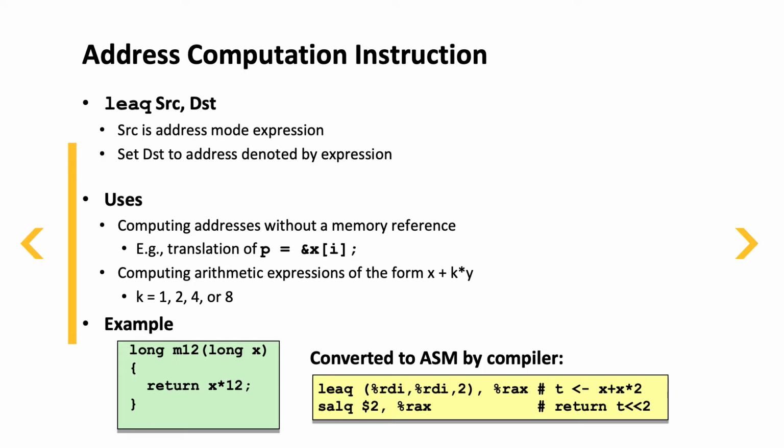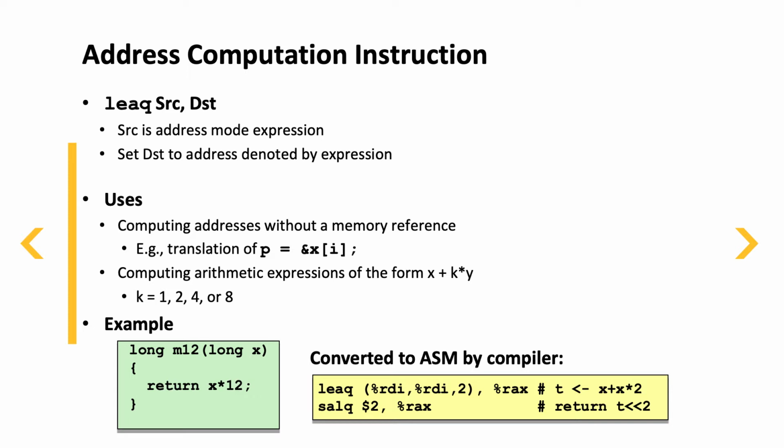And let's take an example of what we can do here. If we just have this very, very simple little C code in the green box, we're just going to pass a value x into this function, and we're just going to return x times 12. All we're doing here is multiplying x by 12. Now, again, remember, multiplication can be expensive, so we can actually save some cycles by using load effective address.